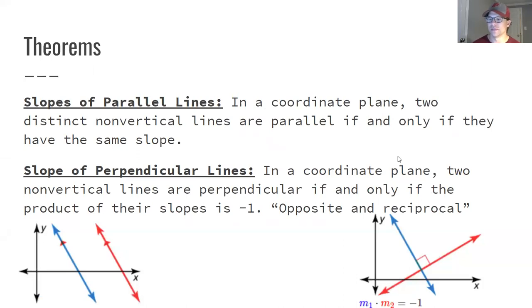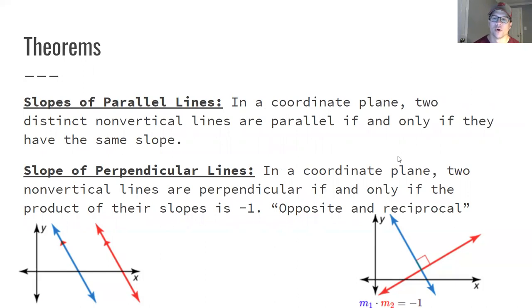All right, slopes of parallel and perpendicular lines. If you have two lines that are parallel on a coordinate plane, and they are both non-vertical, which means they're not straight up and down, they are parallel if and only if they have the same slope. Remember, our if and only if is a biconditional statement, so these definitions work both ways. If two lines have the same slope, then they are parallel.